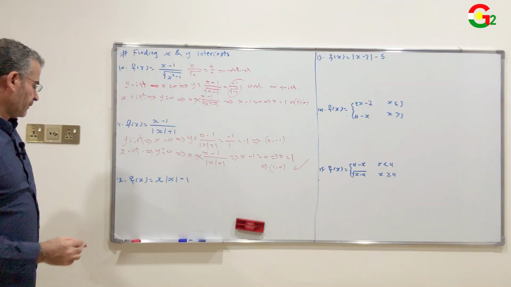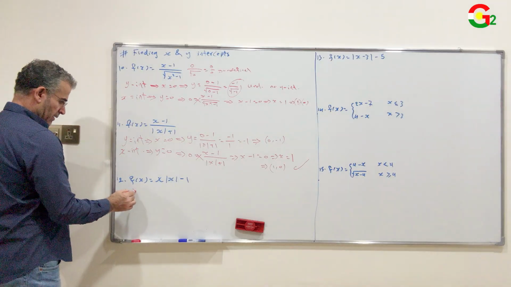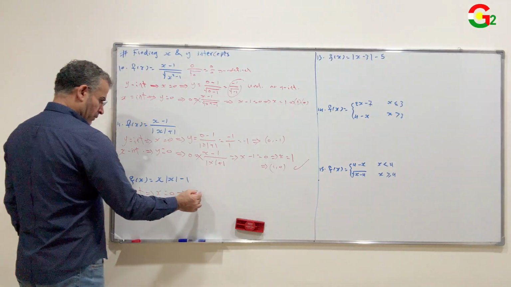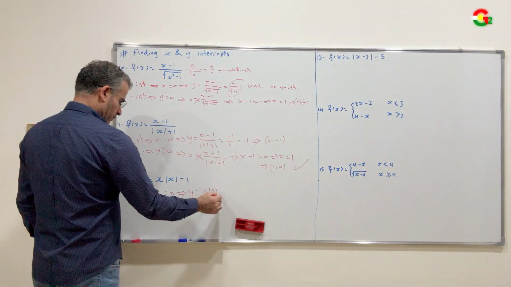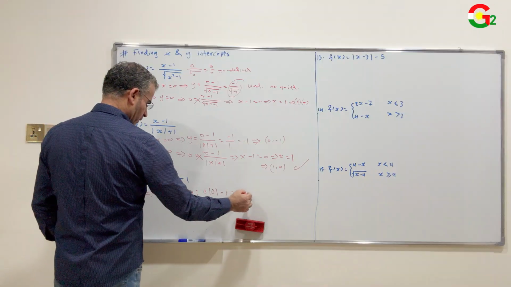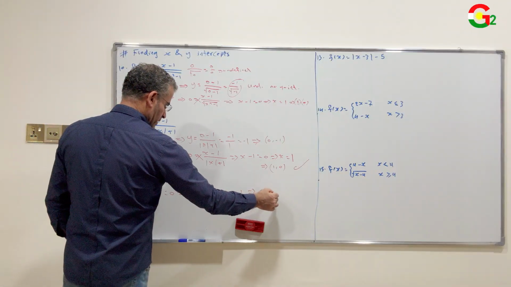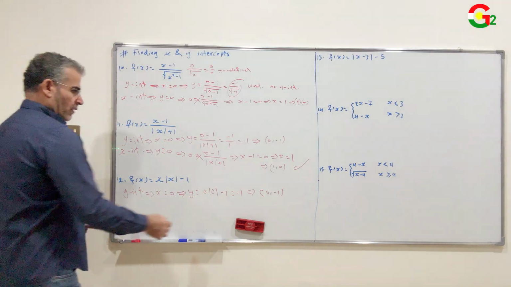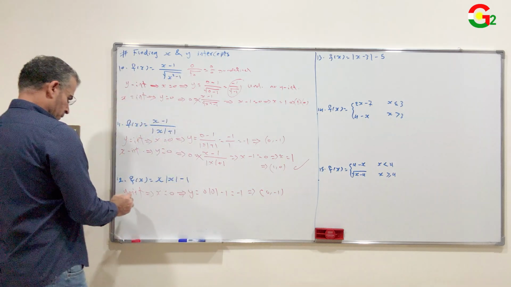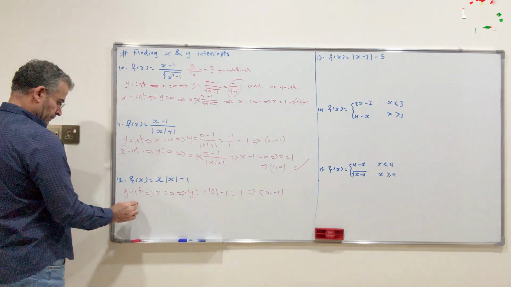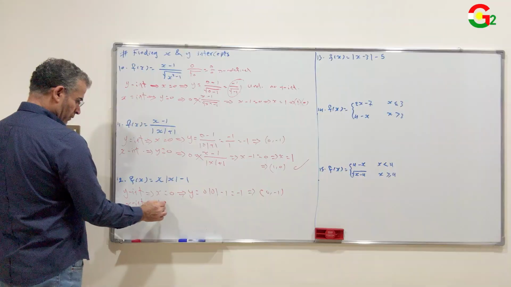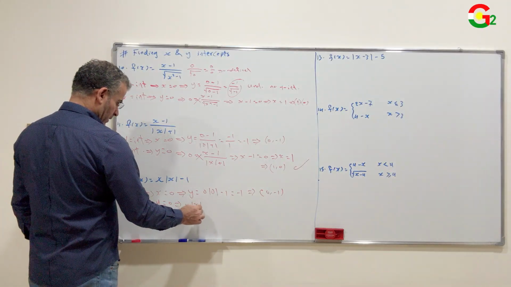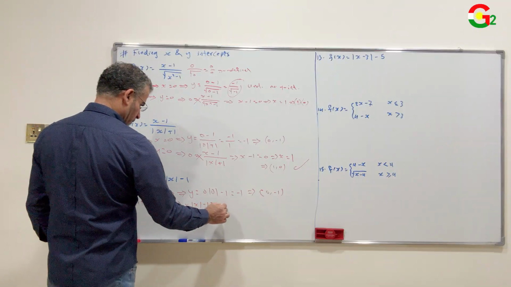Question number 12. To find the y-intercept, we set x equals 0, then y equals the absolute value of 0 minus 1, equal to -1, so the y-intercept is 0, -1. For the x-intercept, we set y equals 0 and solve the equation x times absolute value of x minus 1 equals 0.